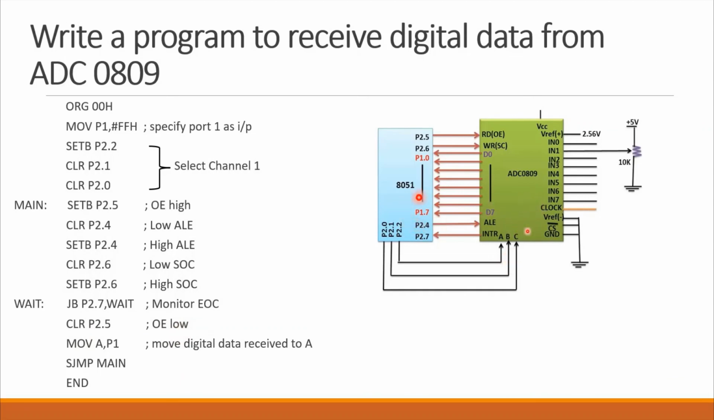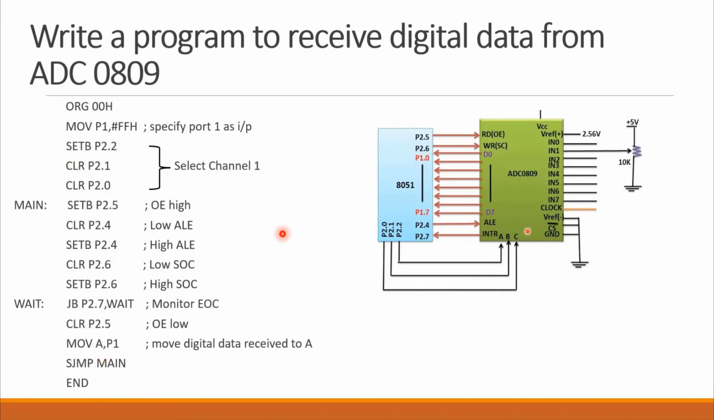That means this 8051 microcontroller will send a low signal to the ADC. Once you send output enable as low to the ADC, the microcontroller will now receive the data at port 1. Now you simply have to move that port 1 data into some register, and after that, whatever your application is, you can extend the program. If you have to display it on an LCD, then write the LCD program. But right now they have asked only to receive digital data from ADC, so we have received the digital data into the accumulator. Short jump and end the program.